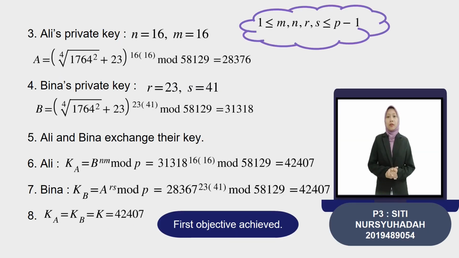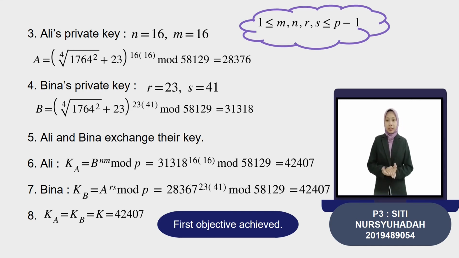Next, we go for the key generation process, where we use the model that has been modified. Ali and Bina need to agree to choose 5 numbers, which consist of a large prime number and public keys. Ali and Bina decided to choose a large prime number that starts with 5 and consists of 5 digits only. So they decided to choose P equals 58129, A equals 42, A squared equals 1764, B equals 23, X equals 2, and Y equals 4.